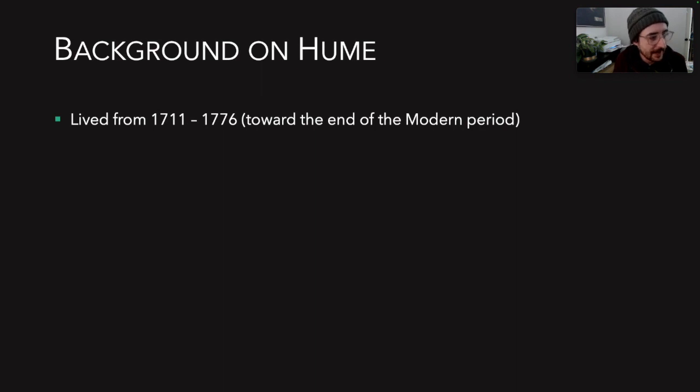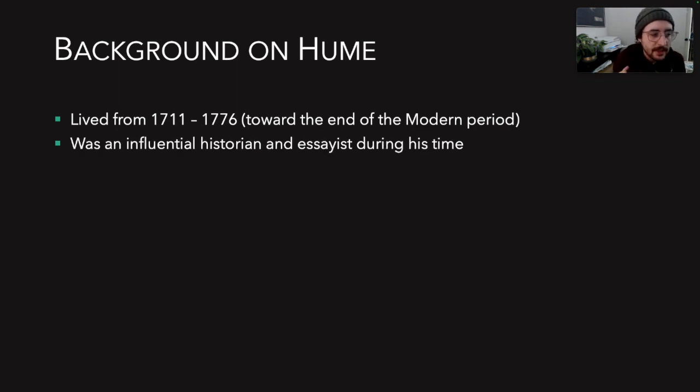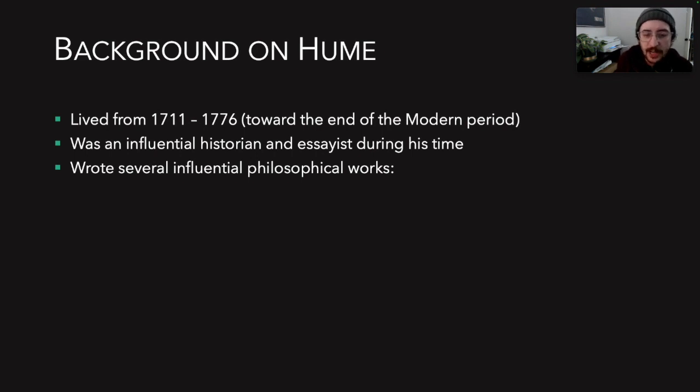So now let's take a quick look at the background of the other empiricist in the story, David Hume. So David Hume lived a bit later. He lived from 1711 to 1776. So this is toward the end of the modern period. He was an influential historian and essayist during his time, and he wrote several influential philosophical works.